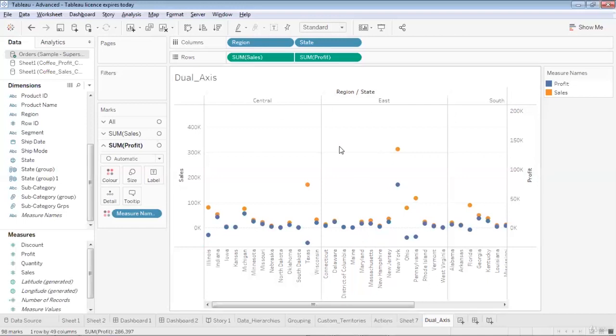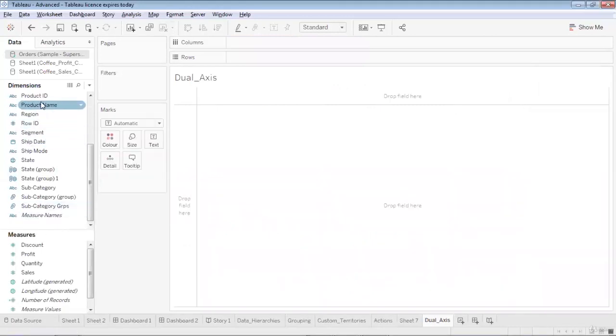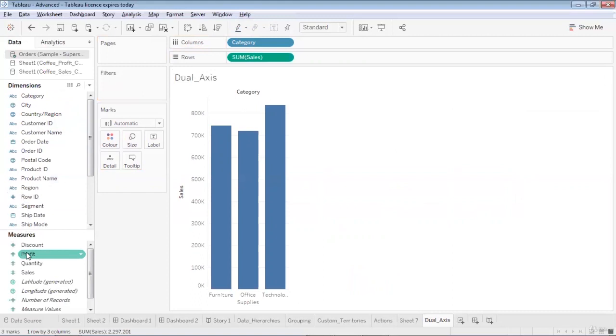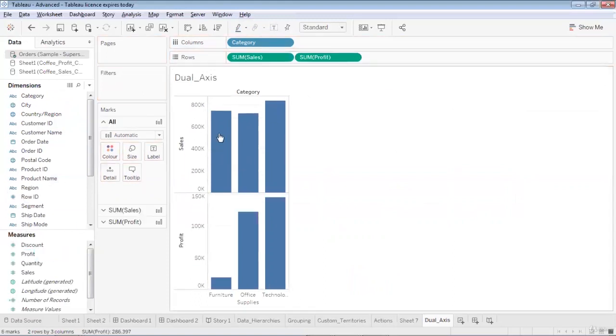Now we'll see how to create such a dual axis chart. First let me clear this visualization. First of all we'll see, corresponding to a particular category over here, what is the sale. Now over here we'll see what is the profit. You can see I've got these two different charts. One is showing me the sales, one is showing me the profit, and these two have appeared upside down because the scale of both the measures is different. Now if I want them both to be on the same scale, I would like the profit scale to be on the right hand side and sales on the left hand side.